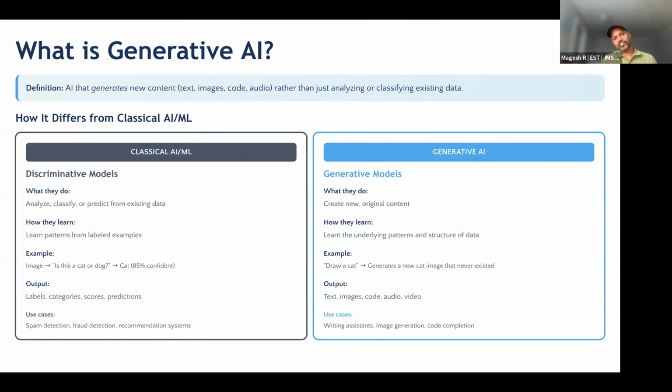So what is different in generative AI? First, it is massively trained on pretty much all available data on the open web.